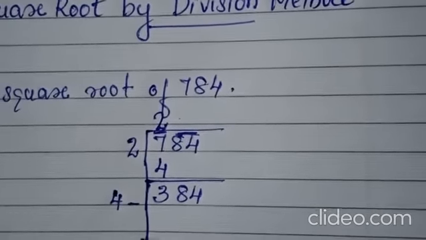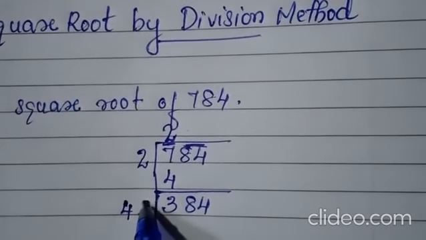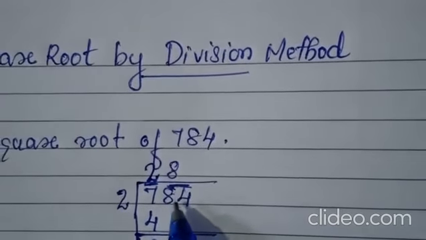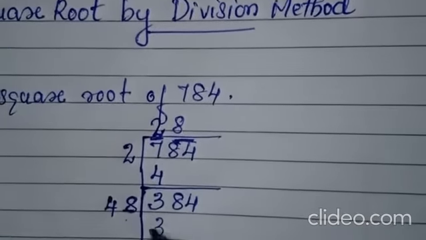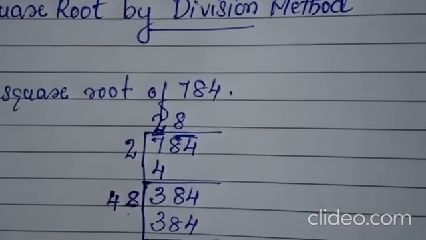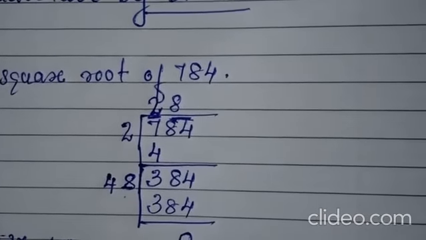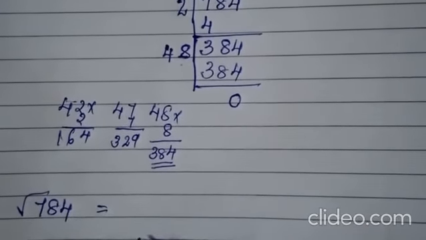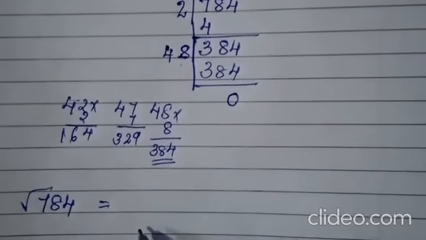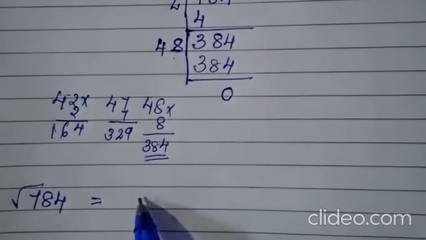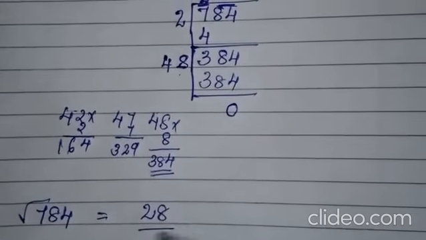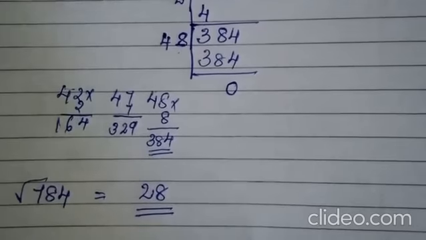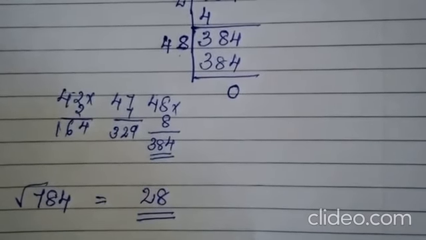So we got the answer 8. So shall we write over here 8. 48 8s are 384. The remainder is 0. So the remainder is 0. The square root of 784 is 28. The quotient is 28. So this is the very easy method to find out square root by division method.